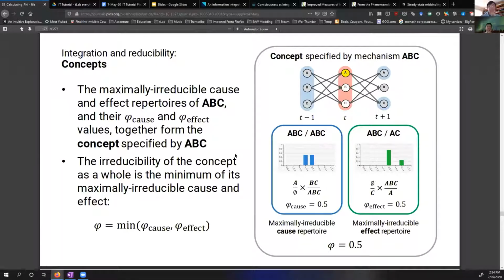Yeah, and someone just typed in the chat that concept here is a specific term in IIT, different to the general sense of what we normally use in everyday English.